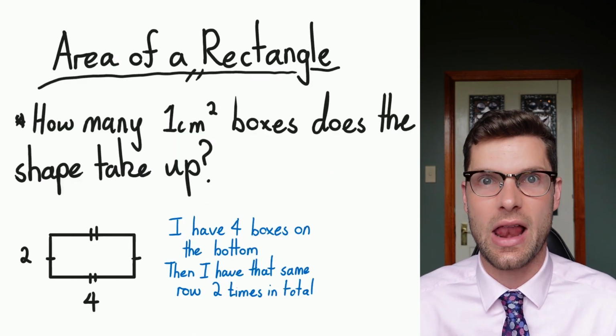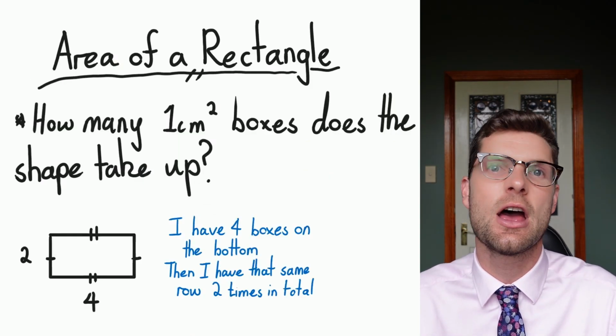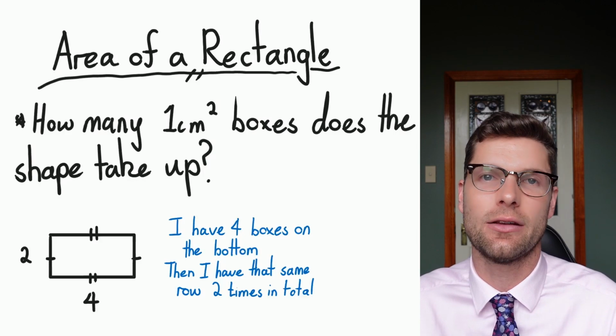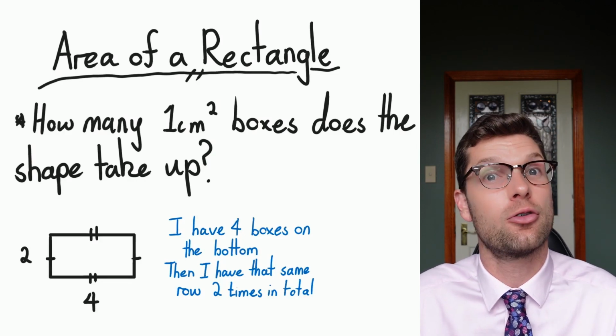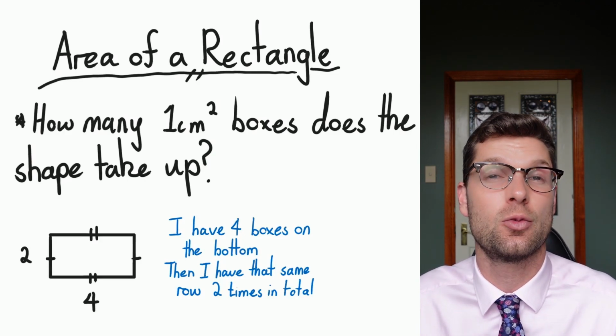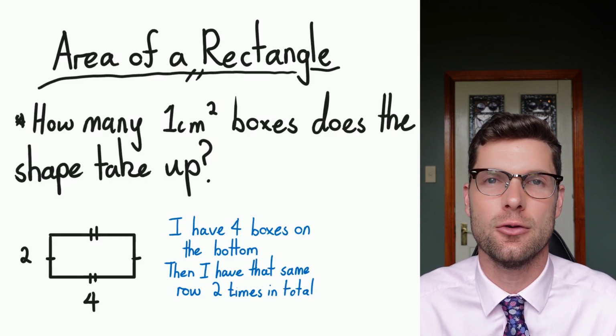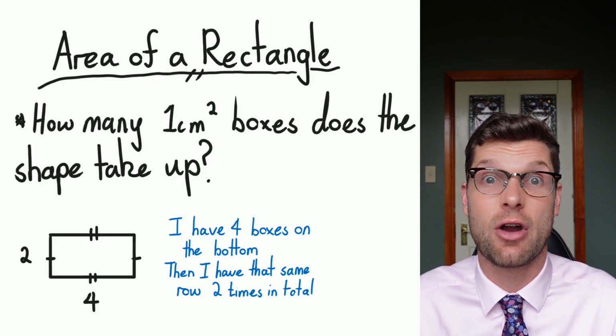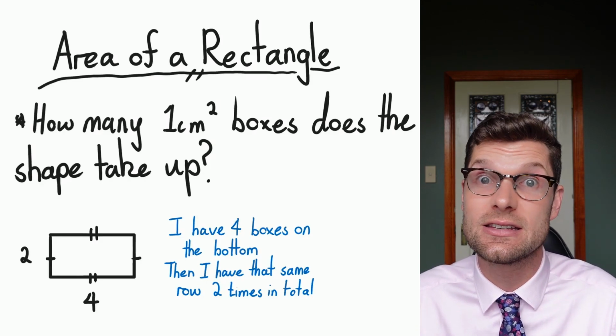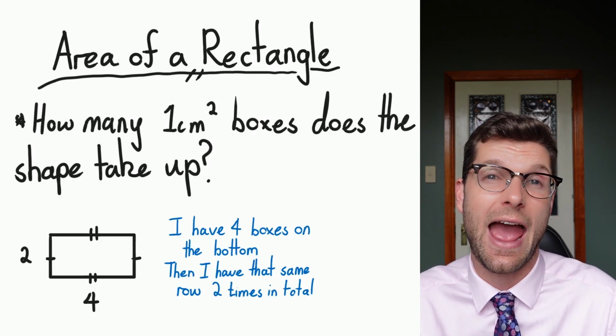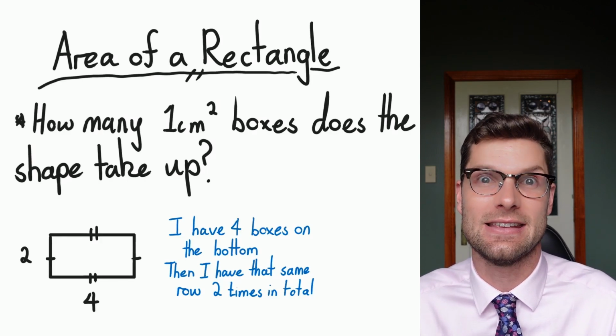But it does get a little bit harder when we're talking about rectangles. Squares obviously have the same side length each time, but a rectangle can have way different side lengths, which could impact the area of the overall shape. So again, we're just trying to work out how many of these 1 centimeter square boxes do we have in this rectangle, and that is the area.